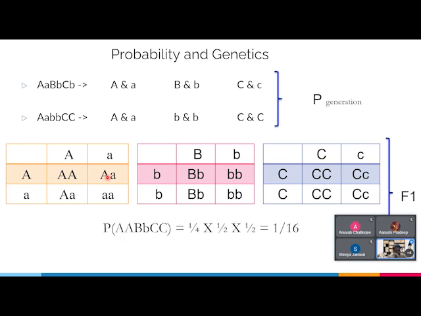And then we calculate the probability of capital A, capital B small b, capital C capital C. Capital A only occurs 1 out of 4 times, one fourth. Capital B small b occurs half the time, so 2 out of 4, half. And capital C occurs again half the time, 2 out of 4. Multiply all of them, we have 1 by 16 as our F1 progeny. The probability of an F1 progeny having this particular genotype is 1 by 16.